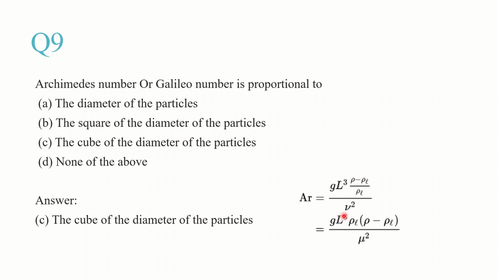Since L is the characteristic length, here we are associating it with the particulate fluid, so L or dp, both are just the same. Since it is proportional to the cube, the answer is the cube of the diameter of the particles.